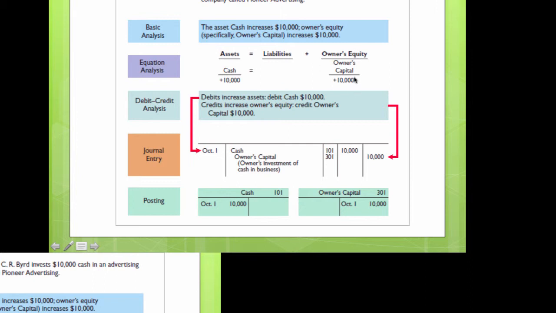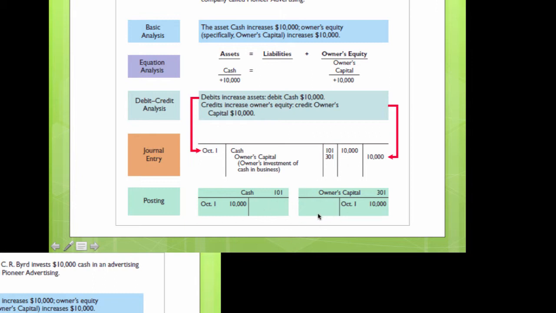Now the next step is to complete the debit credit analysis by following the debit credit rules. Once that is determined, you journalize the transaction. Here's a journal. Okay. And lastly, you will post it in the ledger with the corresponding accounts.